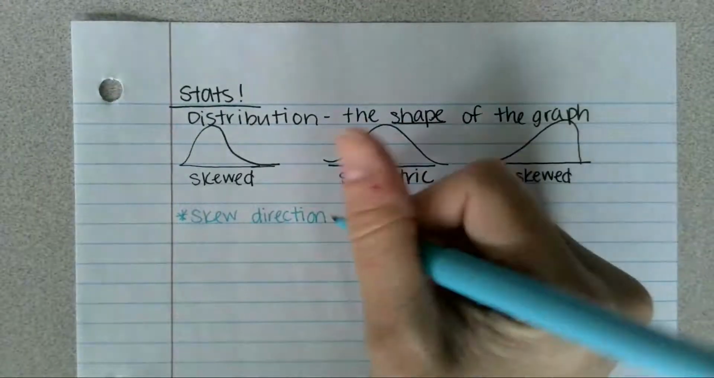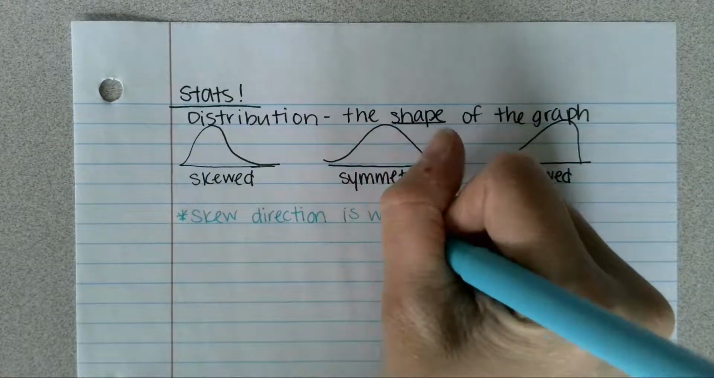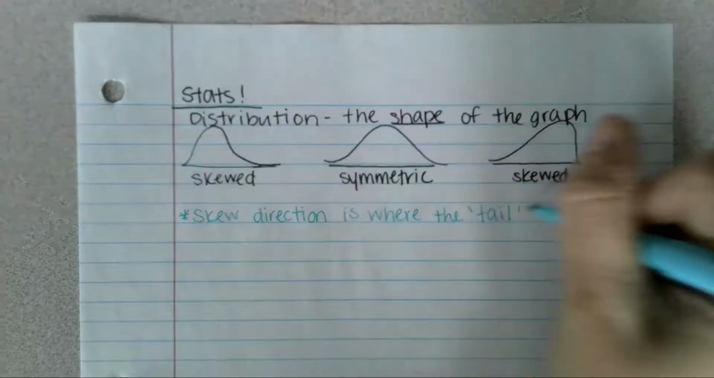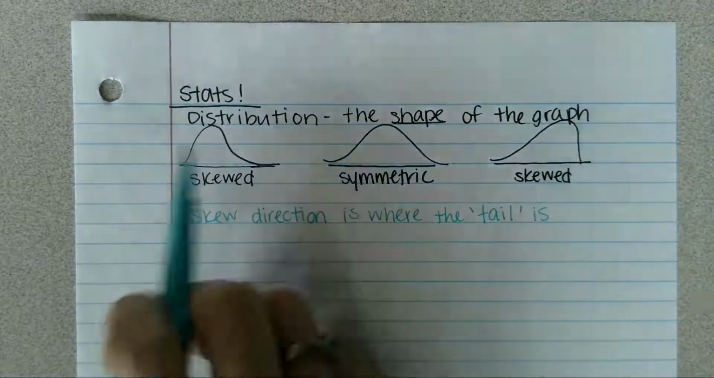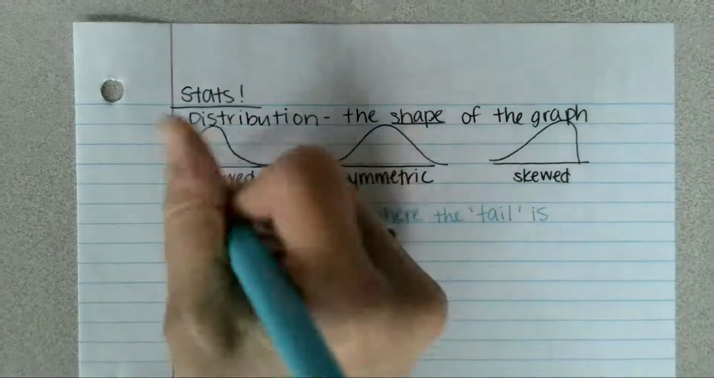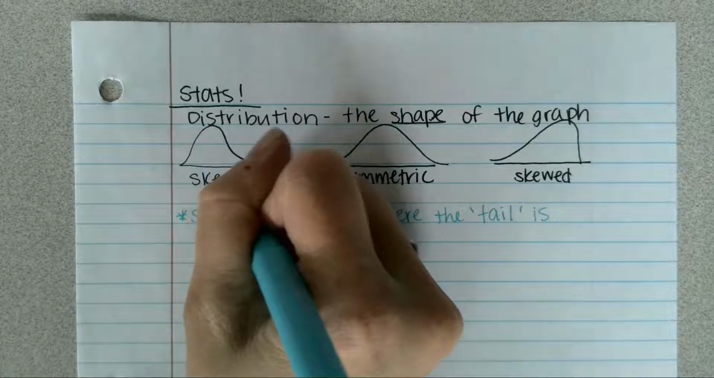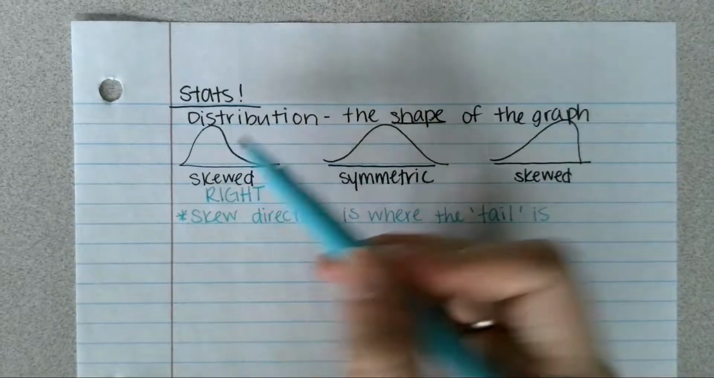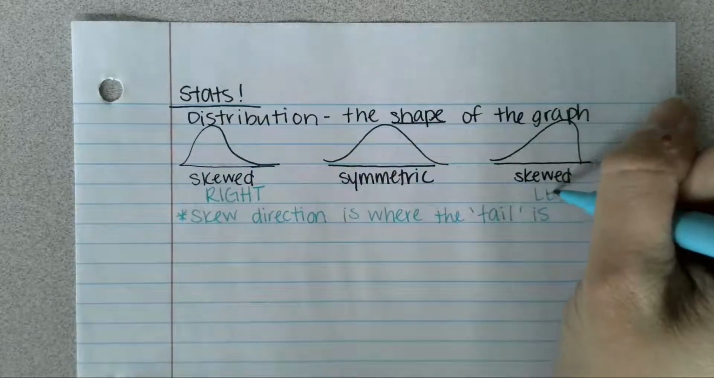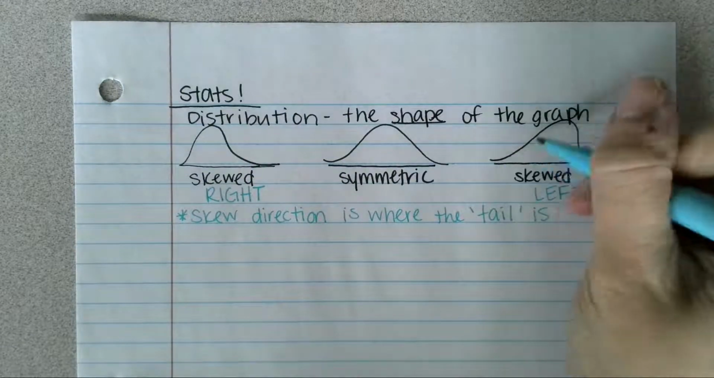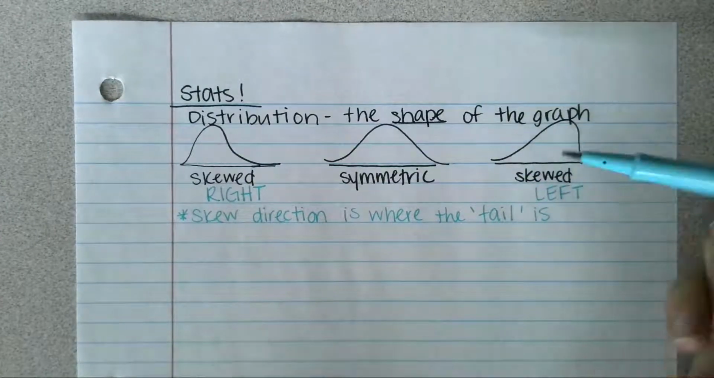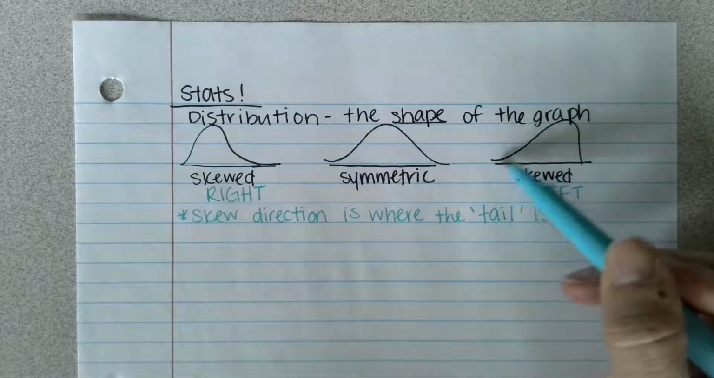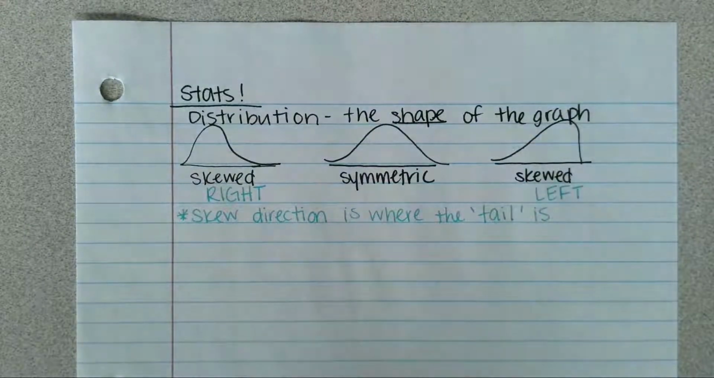But skew direction is where the tail of your data is. So it's the opposite of where the high point is. So for this one over here, we say this data is skewed right because the low point is on the right. And so for the other one, this is going to be skewed left because the low side is on the left, or where the tail is. If you imagine that this is a dinosaur, your tail is going to be way over here on the left-hand side, so that's the skew direction.